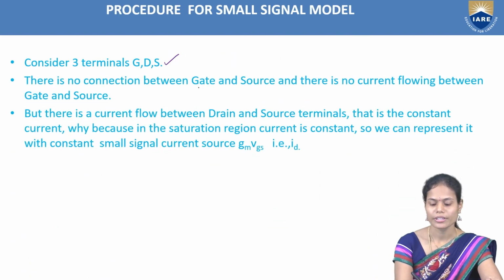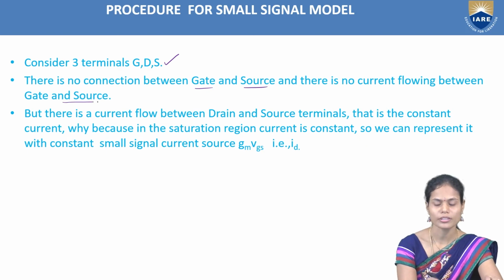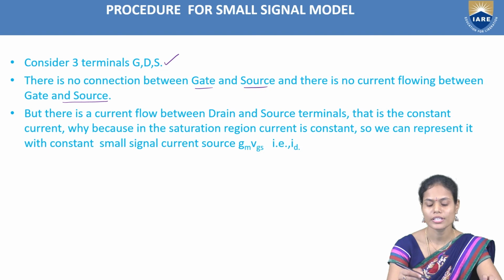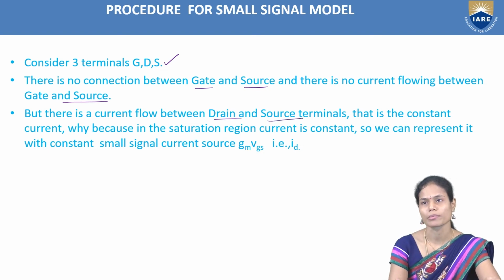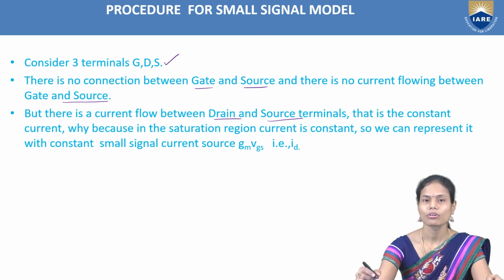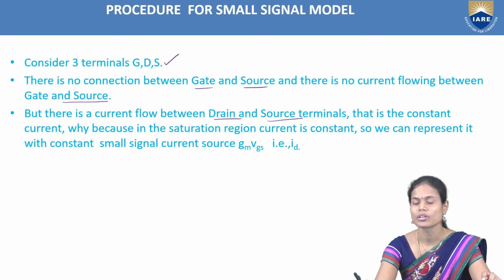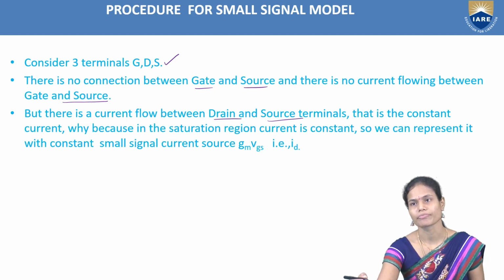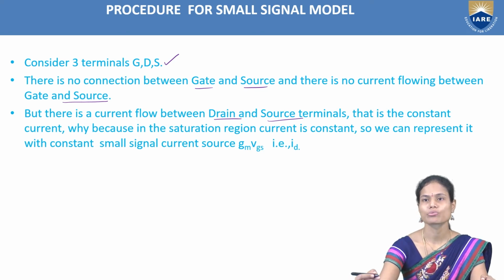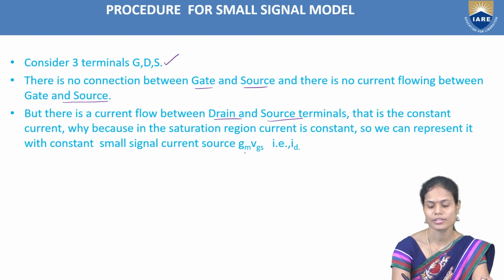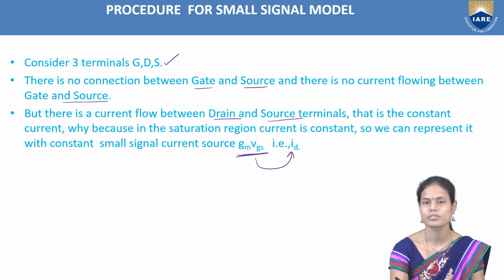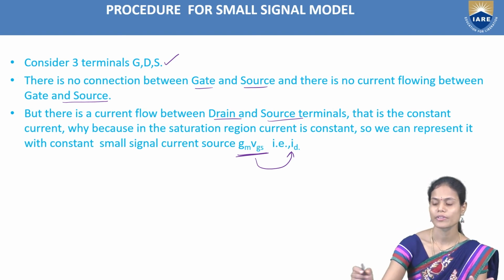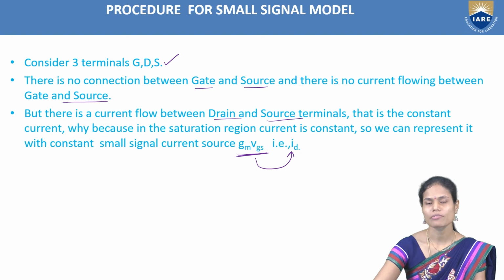See here. Between gate and source there is no connection, no current flowing in the gate and source terminals. But current is flowing through the drain and source terminals, and that is a constant current. Why? Because in the saturation region, current is constant. Once you provide the saturation region conditions for the MOSFET, even if you increase the drain to source voltage, it will provide constant current. So we can represent between the drain and source terminals a constant small signal current source, that is gm VGS, equivalent to small ID. That is nothing but the small signal current. By using this procedure, we can draw the small signal model of the MOSFET.